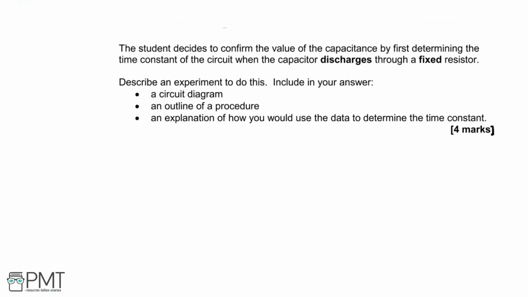The student decides to confirm the value of the capacitance by first determining the time constant of the circuit when the capacitor discharges through a fixed resistor. Describe an experiment to do this. Include in your answer a circuit diagram, an outline of a procedure, and an explanation of how you would use the data to determine the time constant. Now, the first mark for this question, you can see there are 4 marks there, will be for correctly drawing the diagram. So I'm going to draw a diagram and then we'll talk through exactly why it is the way it is.